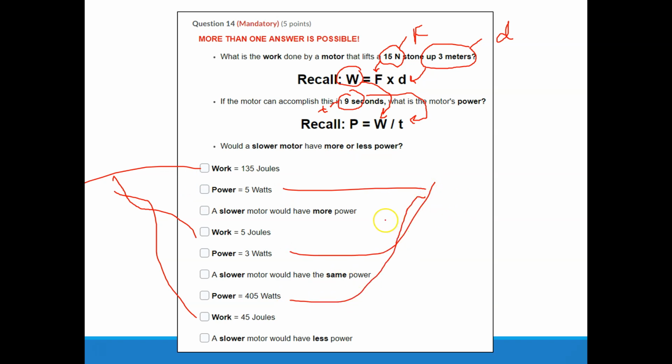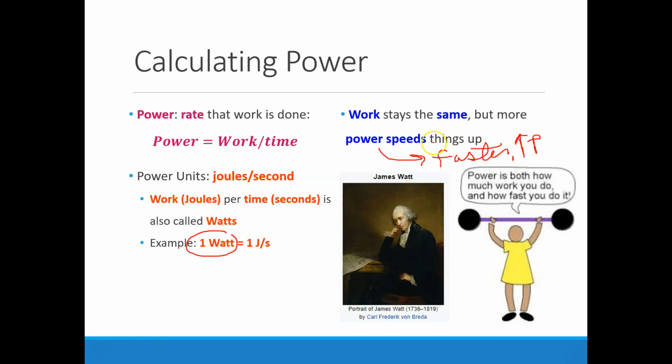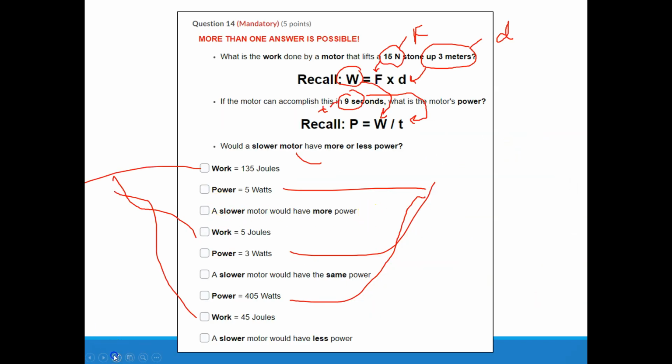Okay, and then lastly, we need to figure out, would a slower motor have more or less power? Think about a slower motor takes more time to do things, and remember, that means that it's actually not going to have as much power, right? If power speeds things up, so faster means more power, then think about what slower means. Okay, and so that'll be your last question right here. So choose one of these.